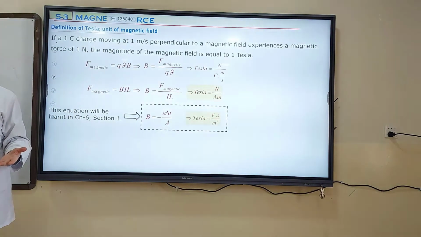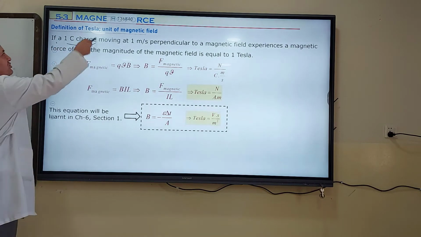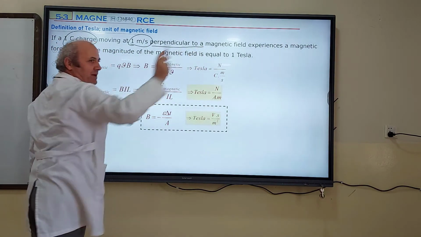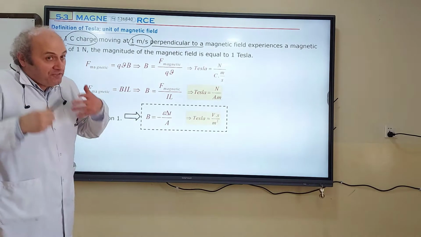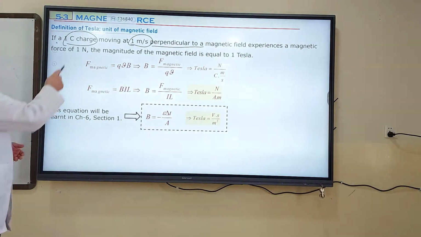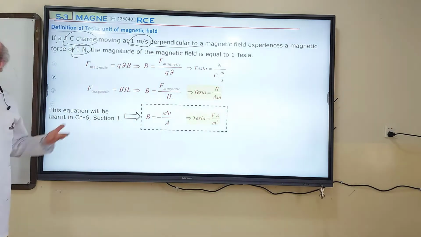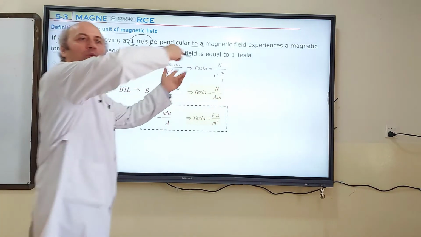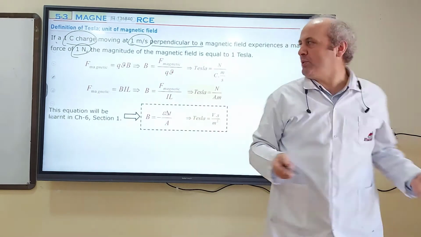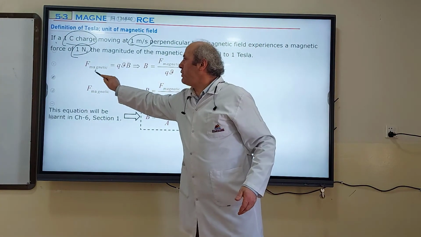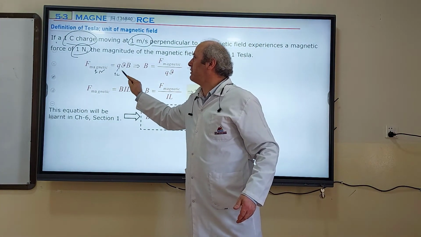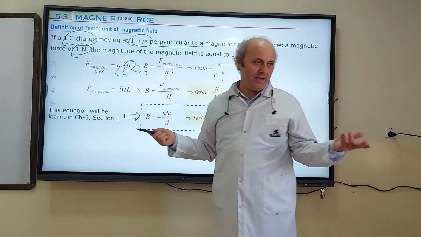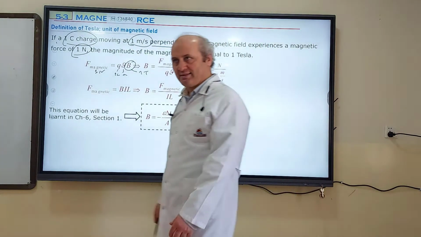Only a charge in motion experiences it. If one coulomb charge is moving at 1 meter per second perpendicular to a magnetic field, and if this particle experiences a magnetic force of 1 Newton, then you can say that that magnetic field is 1 Tesla. Every one of them is going to 1 in this equation. F is 1 Newton, Q is 1 Coulomb, V is 1 meter per second. So then B is 1 Tesla. This is the definition of Tesla.